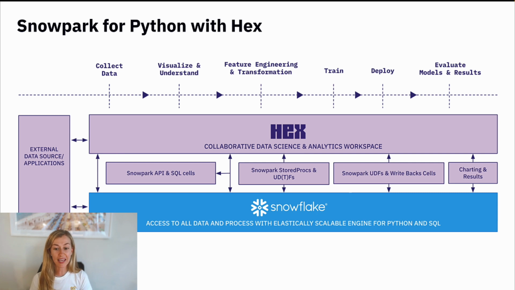So what does this look like in conjunction with Hex? Hex offers the best Snowflake integration to take advantage of the Snowpark API to support those data science workflows. And there are really three key areas that are beneficial here. The first is speed, the second is ease of use, and the third is model deployment.